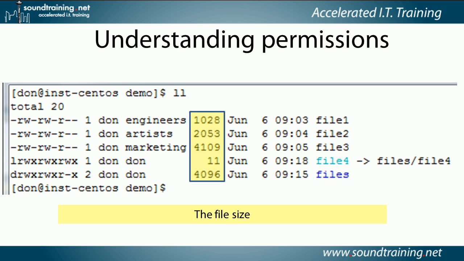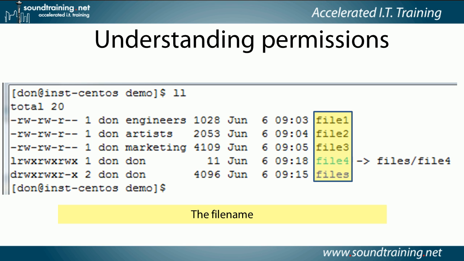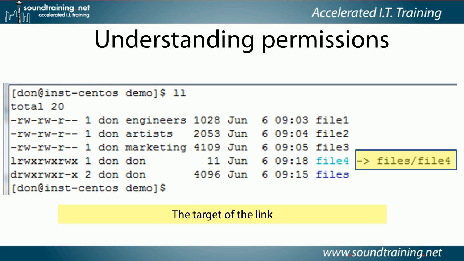Next is the file size. Now the file's last modification or creation date and time. The file name itself. And then for links, the target of the link. That would only be for a symbolic link, which, if you're not familiar with that, it's basically like a shortcut in Windows.